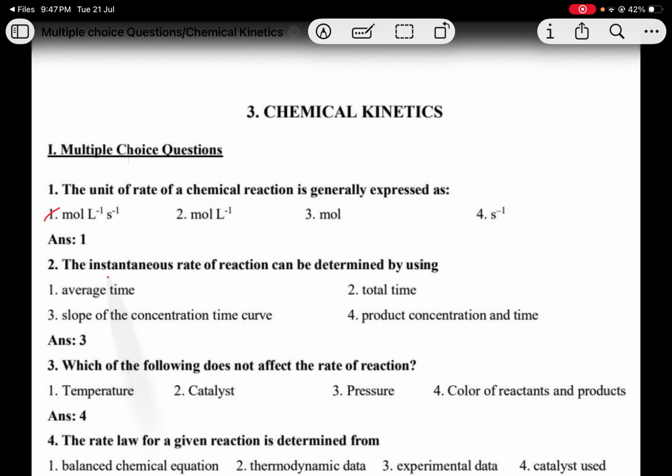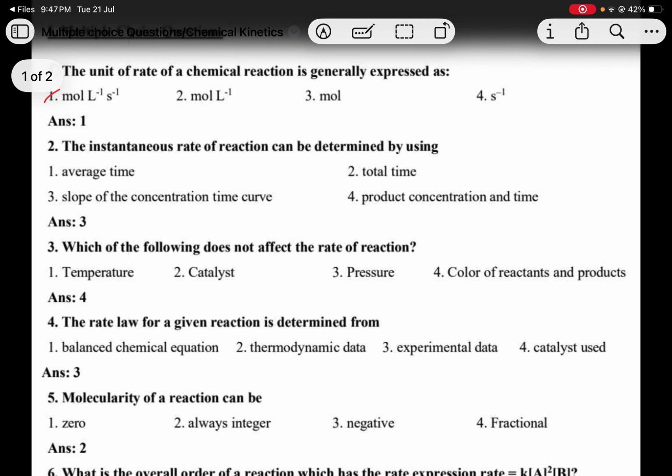Second one, the instantaneous rate of a reaction can be determined by using: first one average time, second one total time, third one slope of the concentration time curve, fourth one is product concentration and time. So the rate of reaction can be determined from the slope of the concentration and time curve. Okay, next.